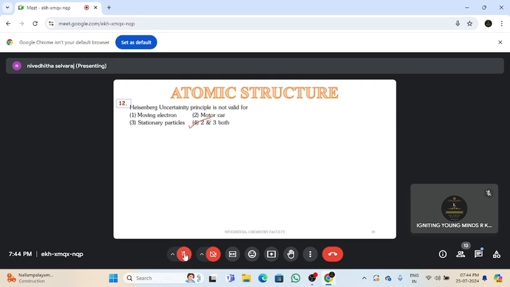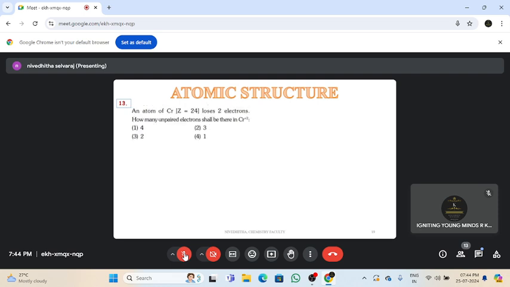Basically, Heisenberg's uncertainty principle is applicable for moving microscopic particles. Okay, so here the electron is a microscopic particle. So Heisenberg's principle is applicable to a moving electron, but not to the motor car or the stationary particle. So the answer is option 4. Geethan's answer is also right. Fine. Next question.